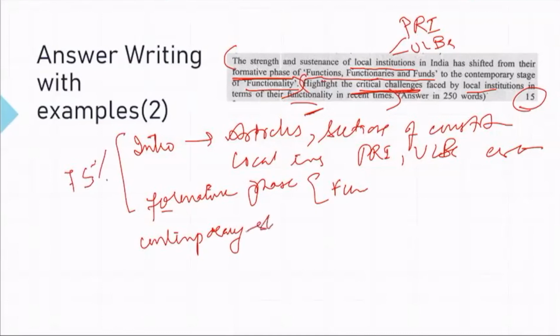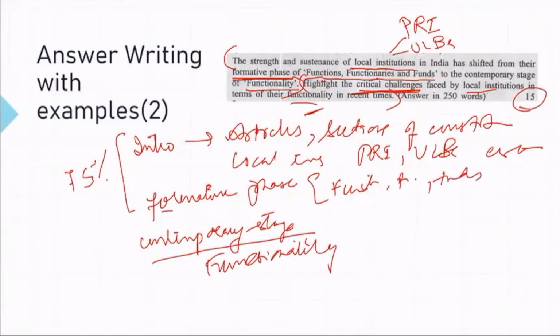Now comes the contemporary stage, where you are supposed to highlight the functionality. In the formative phase, you can talk about functions, functionaries, and funds. Here you are just telling the examiner that you know what function, functionary, and funds mean in the context of local institutions. In the contemporary stage, you will mention what functionality is according to you in a very brief way, like in two lines. And then you will highlight the challenges as per the functionality.